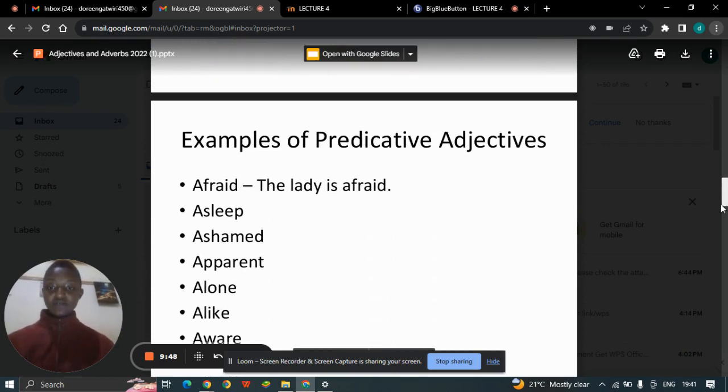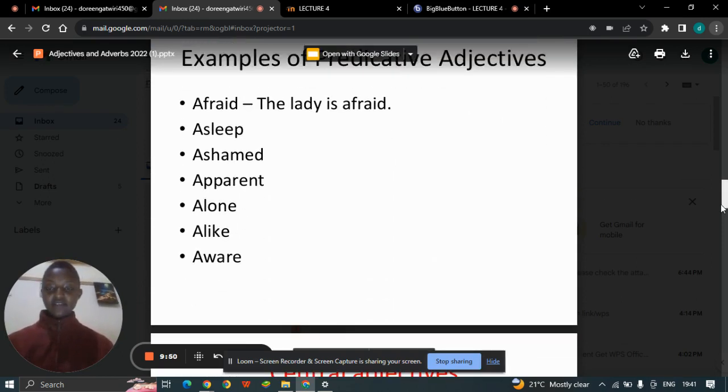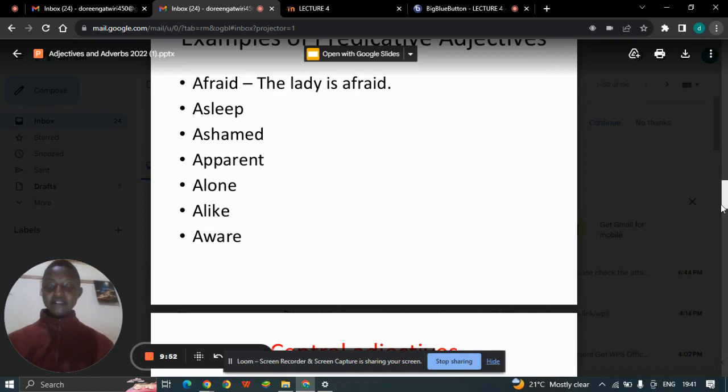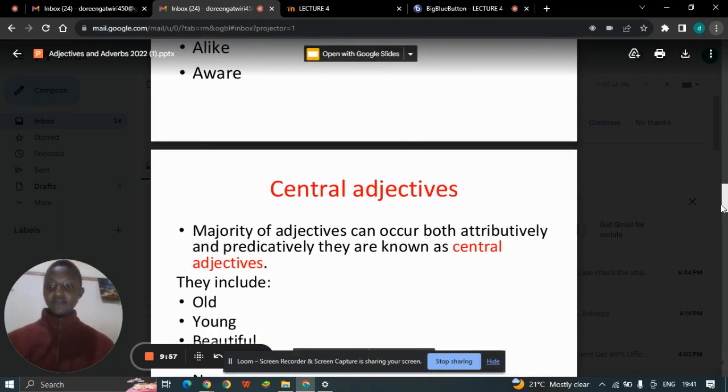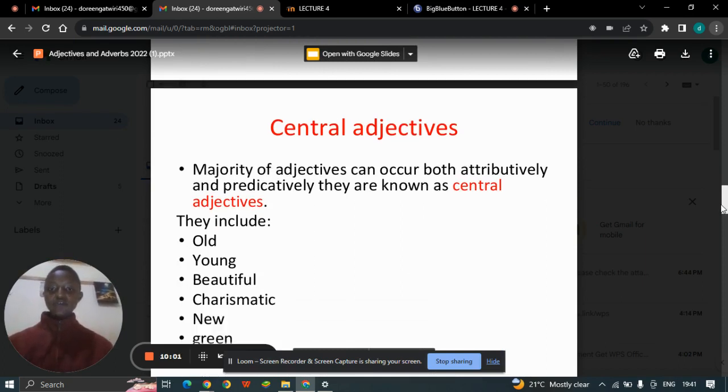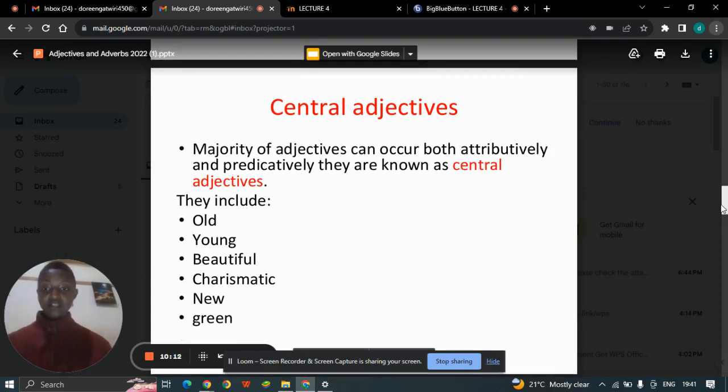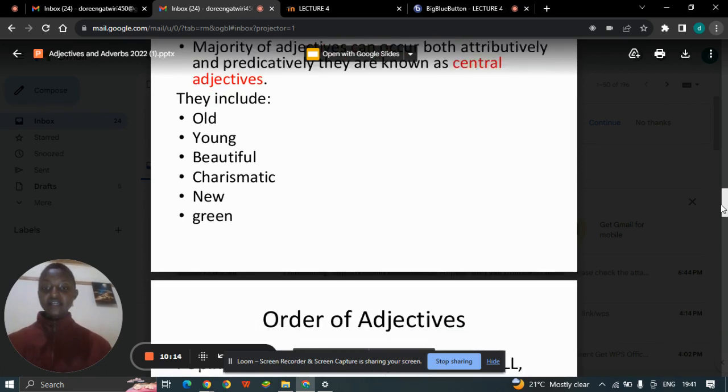Another one, we have maybe afraid. For example, a lady is afraid. We have asleep, ashamed, apparent, alone, alike, aware. So you have another type of adjective, the central adjective. The majority of adjectives can occur both attributively and predicatively. These are known as central adjectives. For example, you have old, young, beautiful, charismatic, new, green.